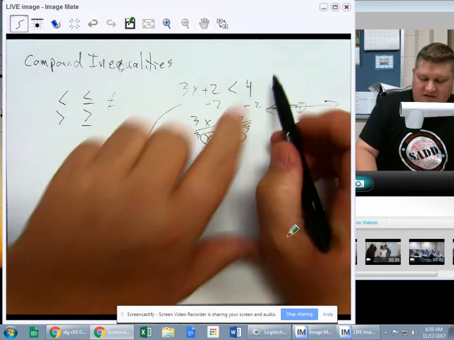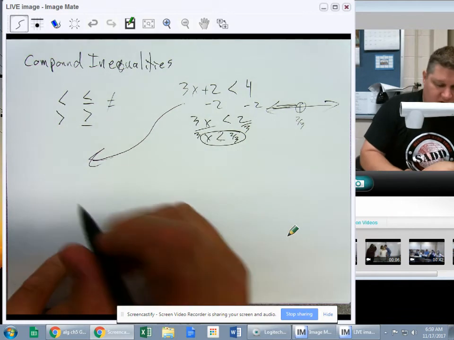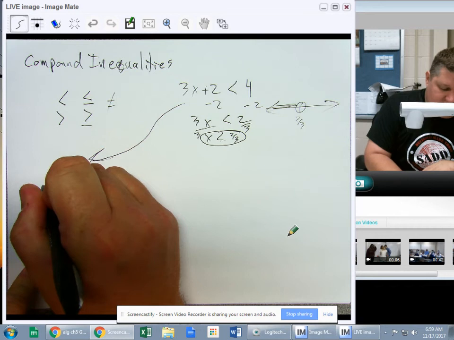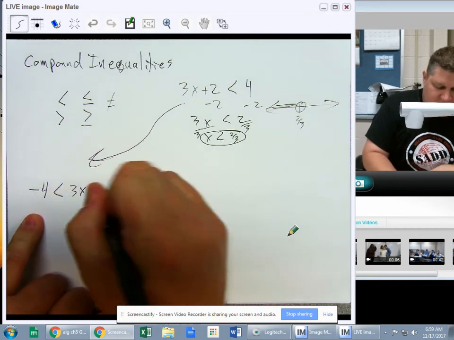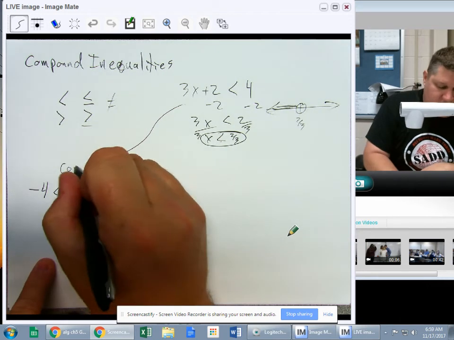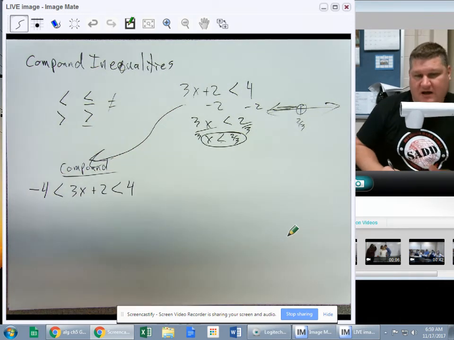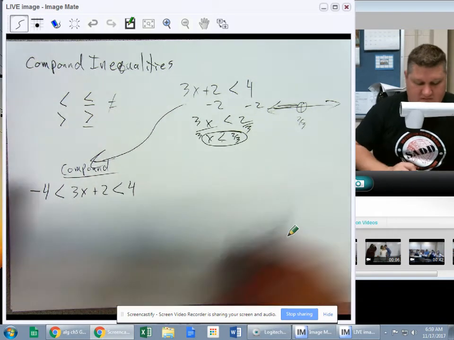Instead of dealing with that, what if we have the following? Instead of just having it limited at one end, it has to be less than 4. Let's talk about if I have it's greater than -4, but less than +4. So now we have a compound because it is combined, okay? Now, we can do this one of two ways. The first way is we can do it just like we did previously.